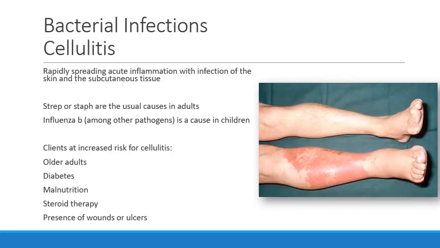Cellulitis, this is a rapidly spreading acute inflammation with infection of the skin and subcutaneous tissue. Strep or staph are usually the causative agents in adults. Influenza B, as well as other pathogens, are observed in children. Clients at increased risk for cellulitis include older adults, those with diabetes, those with malnutrition, those on steroid therapy, and if there's the presence of wounds or ulcers.